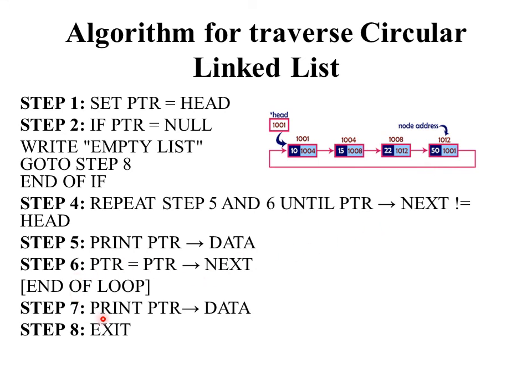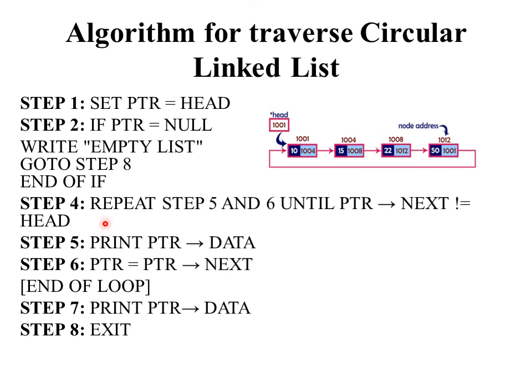That's why we again write print ptr points to data and now we print this 50, because now ptr is pointing to this last node. Okay, and here our algorithm stops. Okay, so in the circular linked list the first node data is 10 and its address is 1001, and this 1001 is stored in head and also in the last node. That's why we write here ptr points to next is not equal to head.